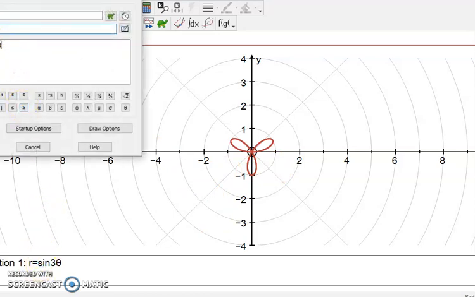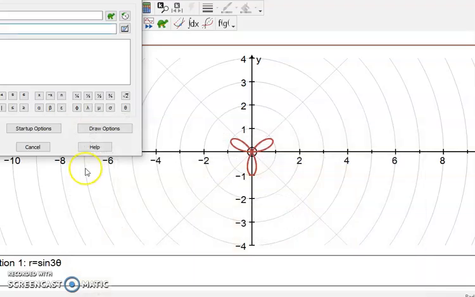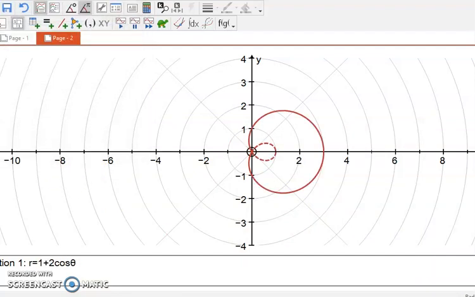Now what did I want? I wanted r equals 1 plus... Let's just go back and see what it was. It was 2 cos theta. So 2 cos theta. This is a package called Autograph. And that looks like that.